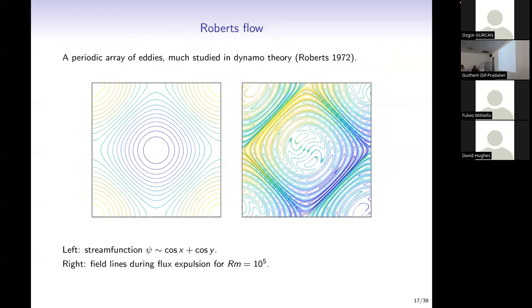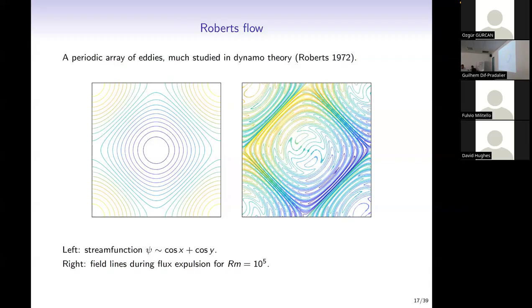Right, better scoot along. So the example of pure flux expulsion, where you do get the 0.66 scaling, you really have to have an isolated vortex effect. So you might say, well, what if I took another cellular flow? So here's a periodic flow, much loved by people in dynamo theory, used first by Roberts in 1972. It's a periodic array, but it's got a vortex here, a nice cellular structure. It's also got stagnation points.